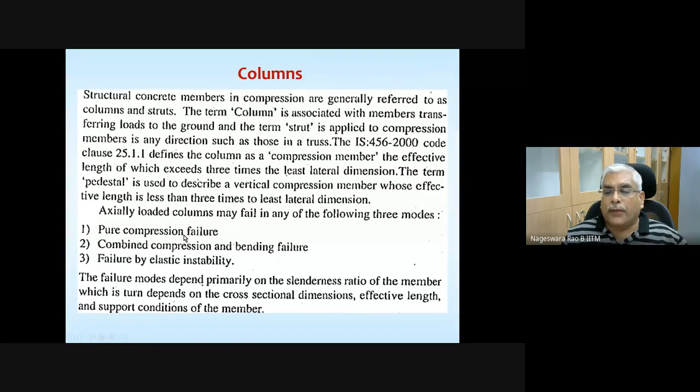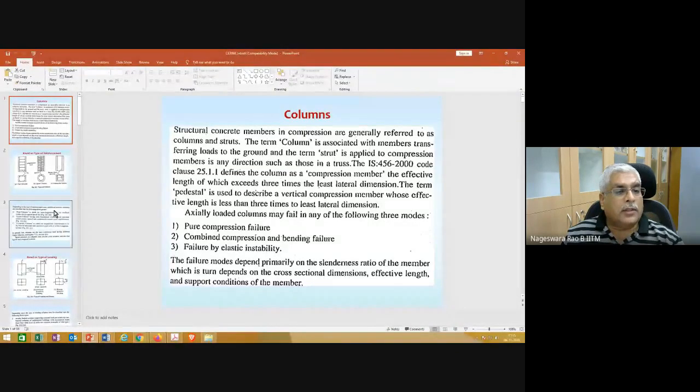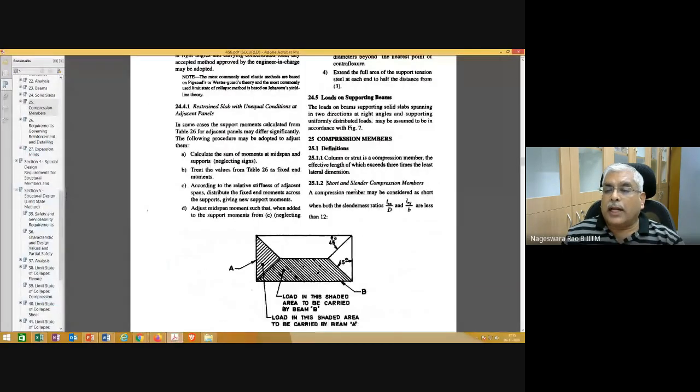Slenderness ratio: what type of failure mode it is, is going to depend on the slenderness ratio. Slenderness ratio in turn depends on the cross-sectional dimensions, effective length, and the support conditions of the member. So let's see here, IS 456, short or slender compression members. Just now we noted the failure mode is going to depend on the slenderness ratio. What is that slenderness ratio? Let's make a note of it.